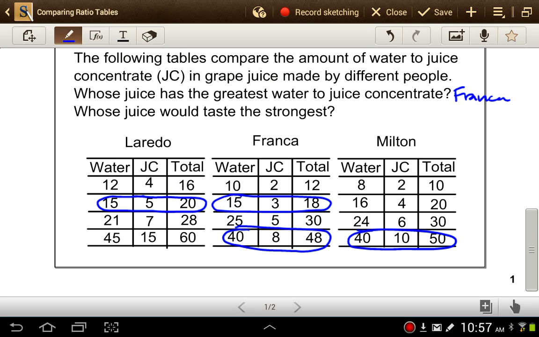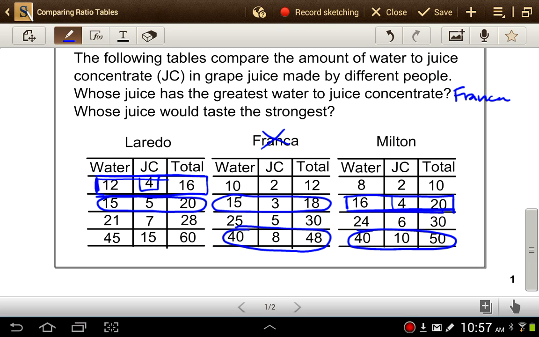Whose juice would taste the strongest? Well, it's between Laredo and Milton. So I'm going to look to see if they have anything in common. And when I look, I can find one thing they have in common. I'm going to use a box to illustrate this one. And you're probably going, wait, that's 16, that's 4. Well, it's that 4, or 16 and 12. It's this 4 that I'm looking at.